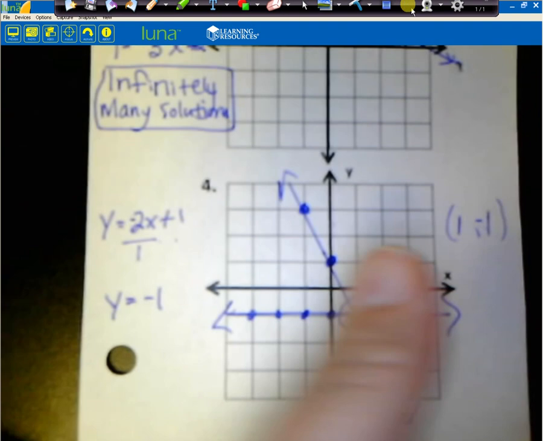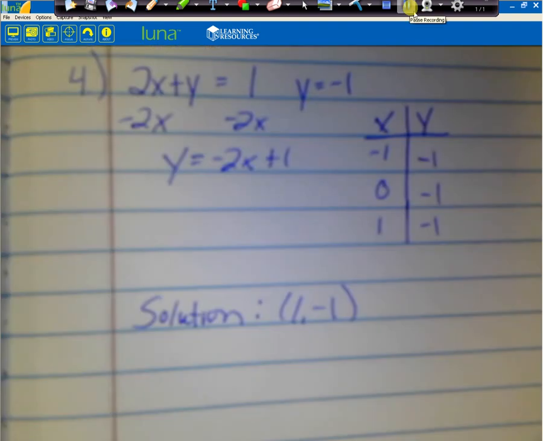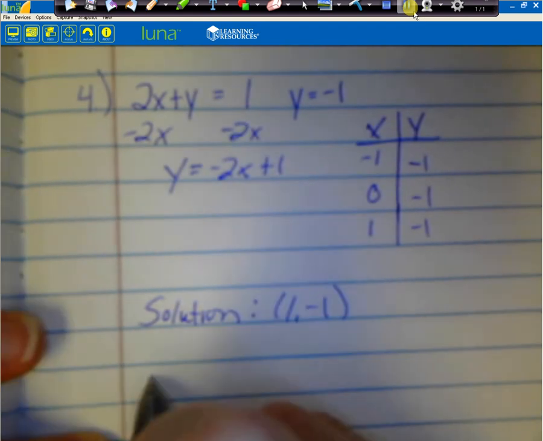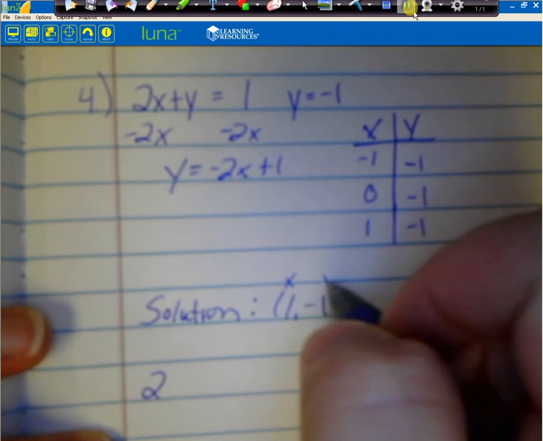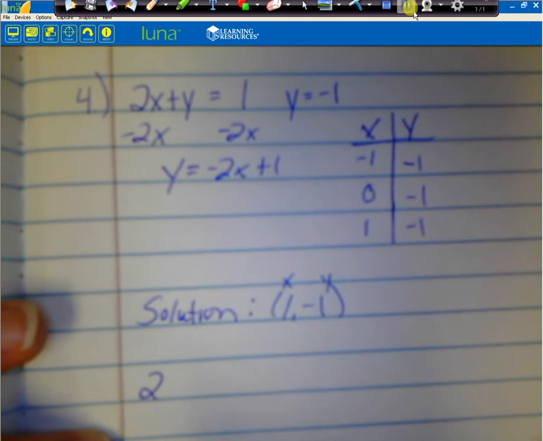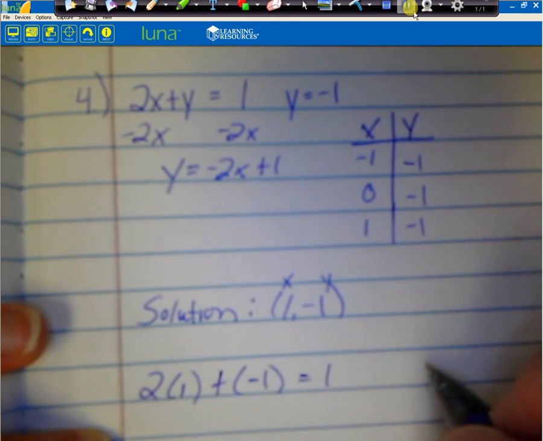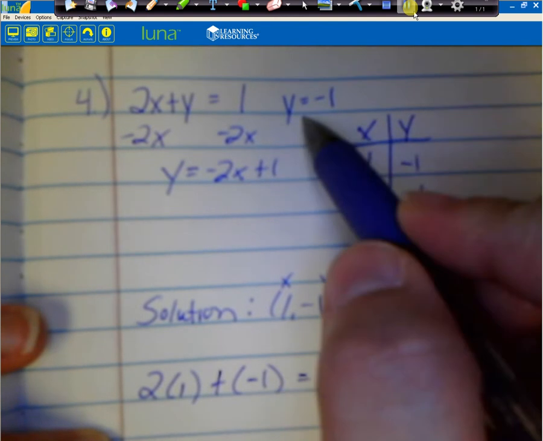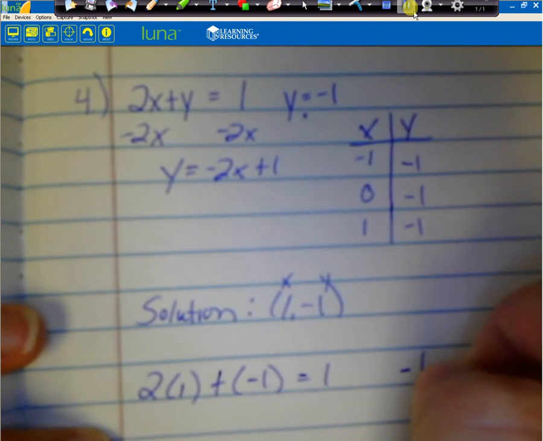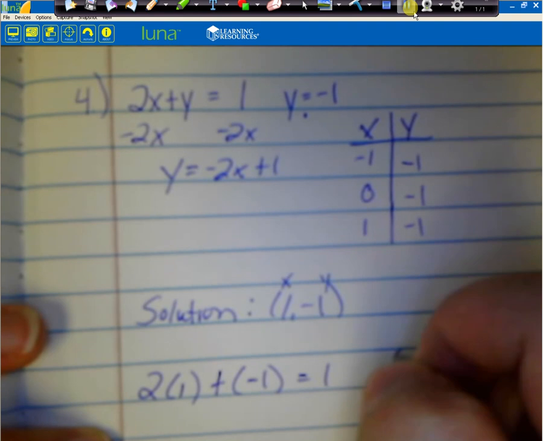Alright, our solution is 1, negative 1. So I'm going to check that in both of my original equations, not after I solved for y, but before. So I'm going to say 2, and this is my x, and this is my y. So 2 times 1 plus negative 1 equals 1. And I check it here. Now on this one, y equals negative 1. Then I only have the y, so it's negative 1 equals negative 1.